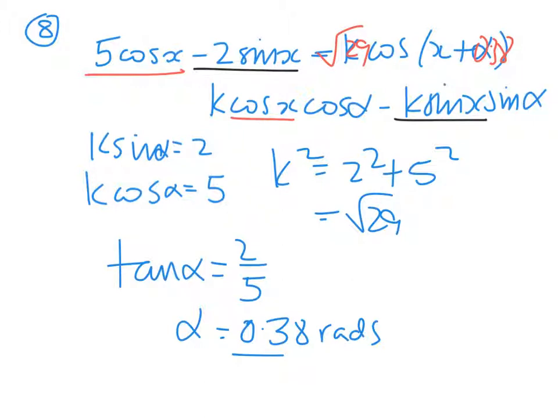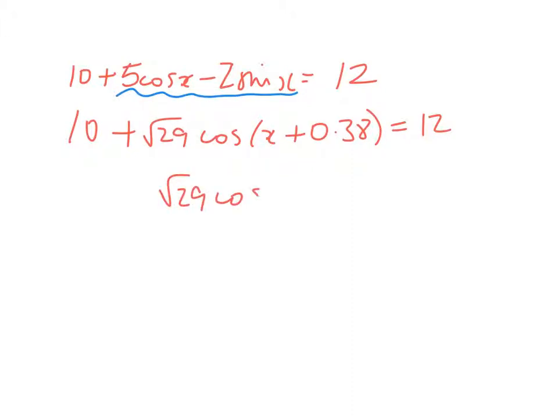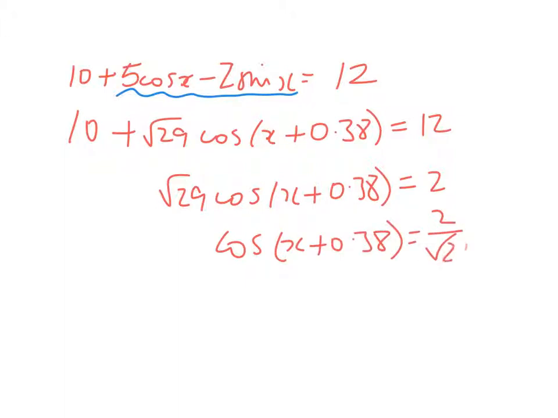Second part of the question, find where the curve and the line intersect. So we put the curve, which has the formula 10 plus 5 cos x minus 2 sin x, equal to 12. Now we have worked out previously that the 5 cos x minus 2 sin x can actually be rewritten as root 29 cos(x plus 0.38). That has to equal 2, so root 29 cos(x plus 0.38) equals 2, or cos(x plus 0.38) equals 2 over root 29.